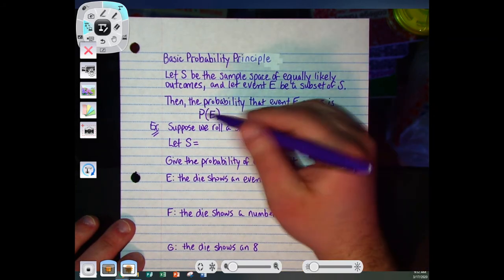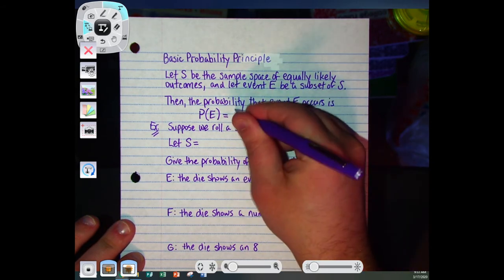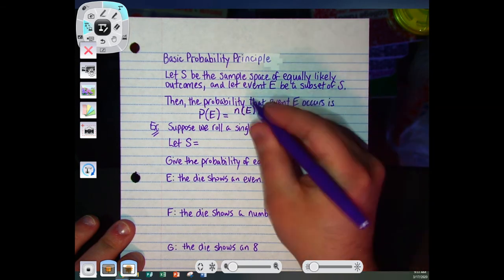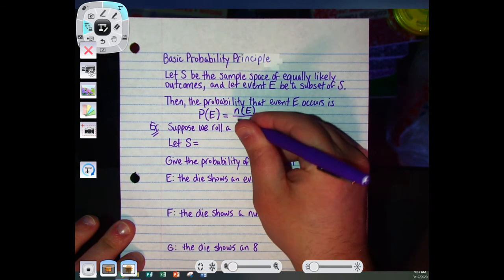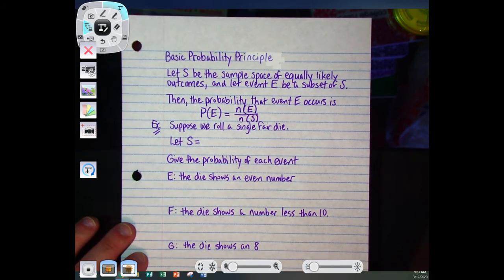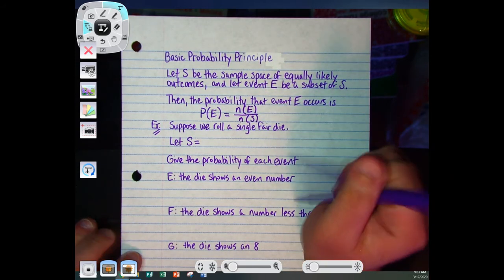So the probability of the event occurring is the number of times that that event can occur over the number of possible outcomes within the sample space itself. So N of E over N of S.